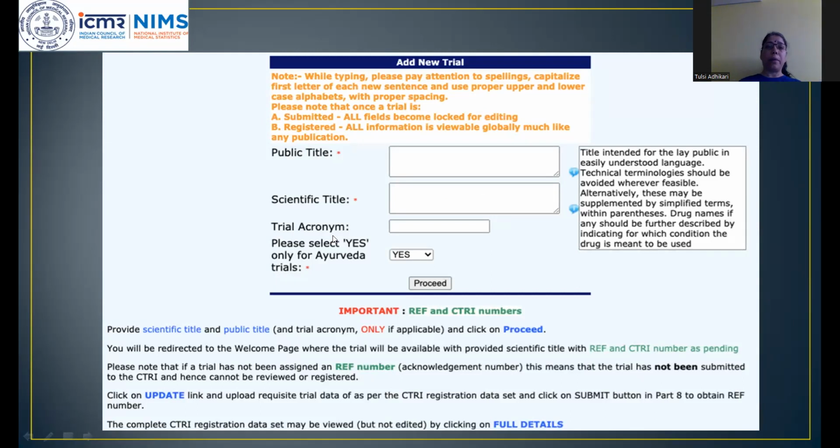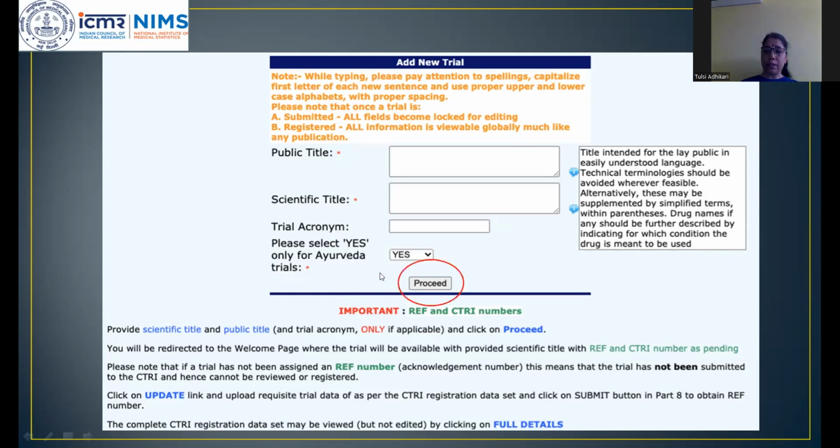So you have to enter the public title, scientific title, and the trial acronym, if any. And then if it is an Ayurveda trial, you have to click yes. If it is not, then just click no. This option is there for Ayurveda studies. For Ayurveda studies, we have a different set of dataset items which capture the Ayurveda-specific details about the trials. Then you proceed.